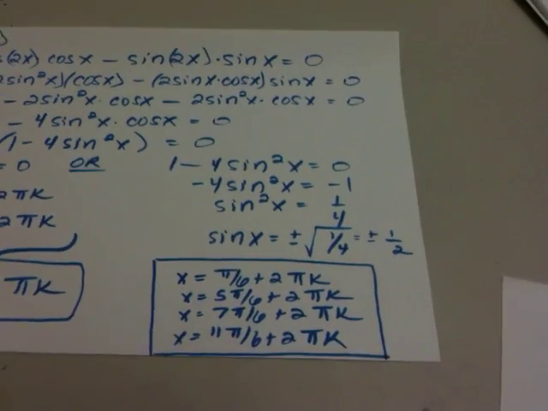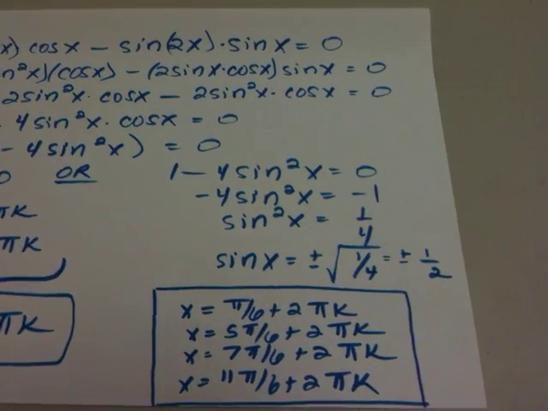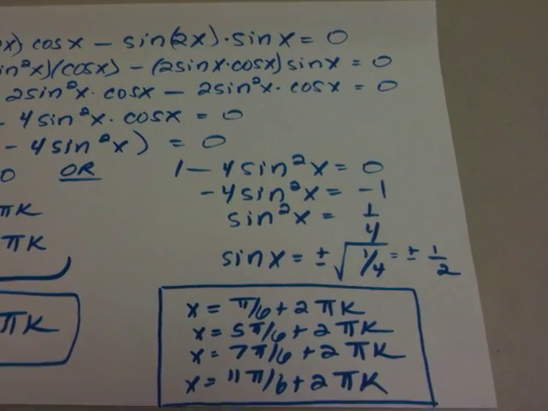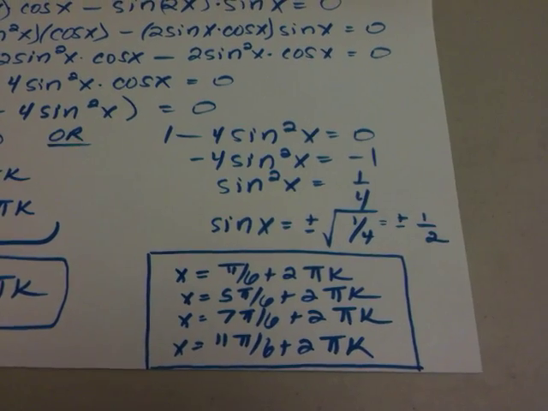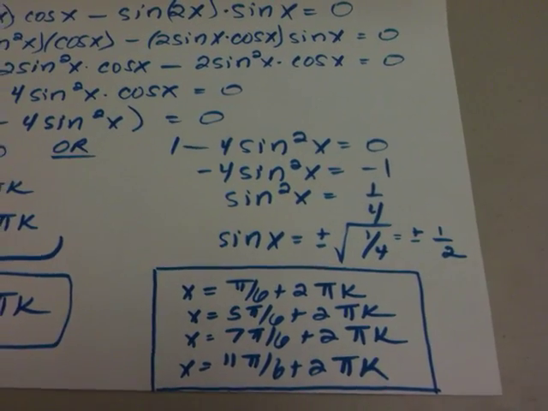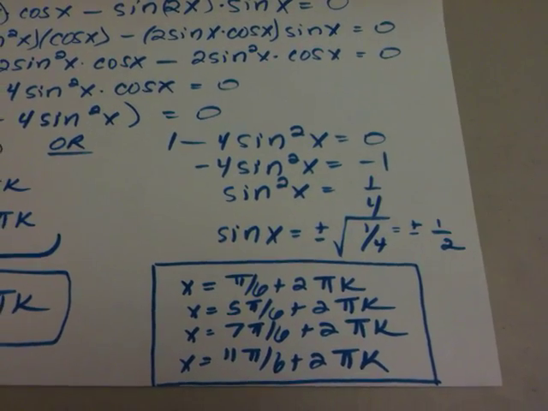Now let's go to the other side of the page. We've got 1 minus 4 sine squared of x is equal to 0. This is a lot like the last problem that we did. There's only two terms. There's no middle term. So I'm going to separate the terms.